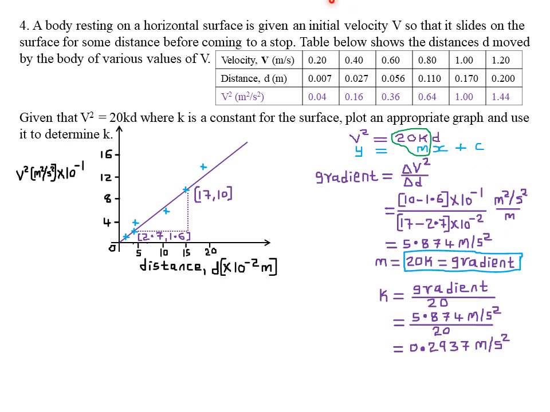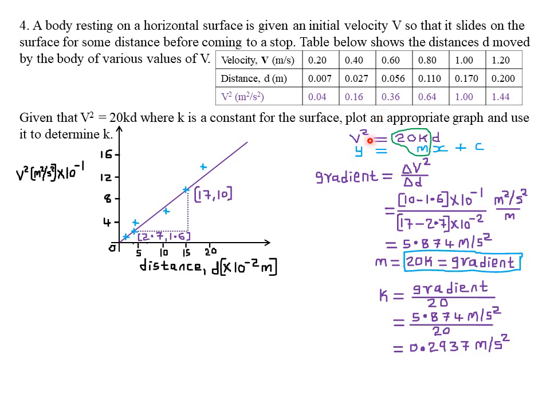Therefore, even when we just observe the values, 0.2, 0.4, 0.6, 0.8, this value is increasing uniformly. Then also the distance, 0.7, 2.7, 5.6, is also increasing uniformly. Therefore, this simply means that if we plot a graph involving any of the values, that is v or d, we are likely to obtain a straight line graph.